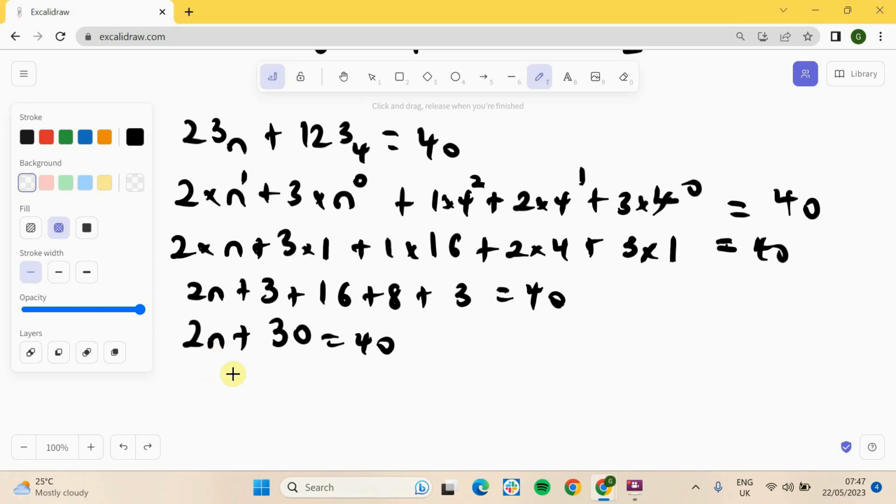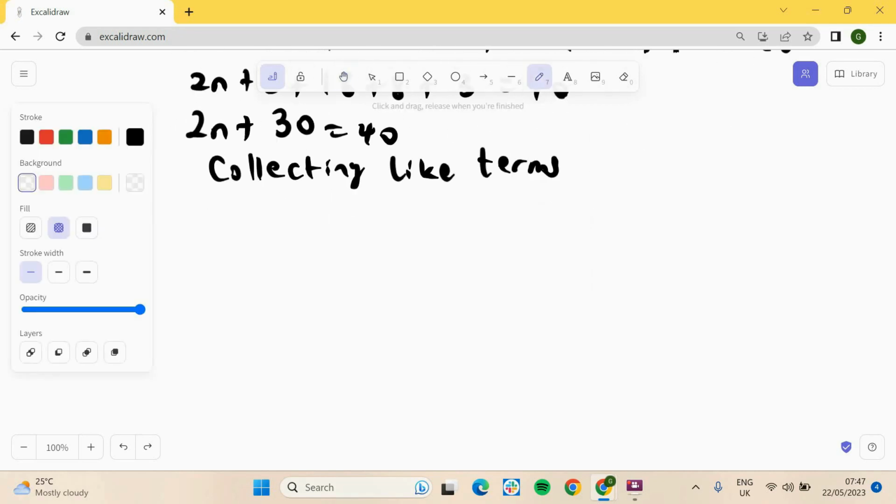We're going to collect like terms. So collecting like terms. And if I want to collect like terms, this plus 30 will go to the other side. It becomes minus 30. So if I write, that would be 2n is equal to 40 minus 30, right? 2n is equal to what? What would this give me? 10. n is equal to, or you can say, just for pedantic purposes, you divide both sides by 2.